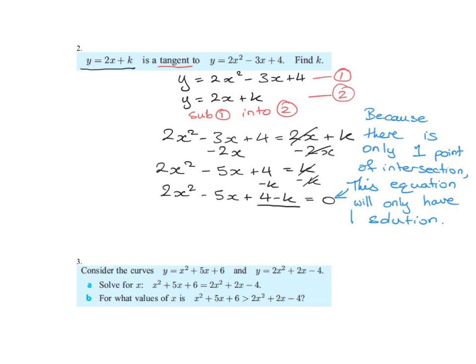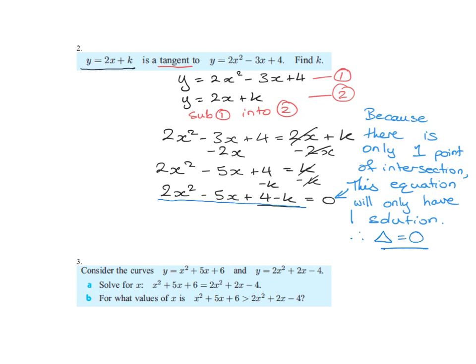Now, what do we know about a quadratic with one solution? Hey, wait a minute, we know the discriminant is, hopefully you know, it's 0. So a discriminant is 0 when there is only one solution. So therefore, the discriminant of this whole quadratic is 0. So rather than trying to solve it, which we can't anyway because we don't have k, we can sub all the necessary values into the discriminant, make it equal to 0, and solve it for k. That's how we do this type of question.